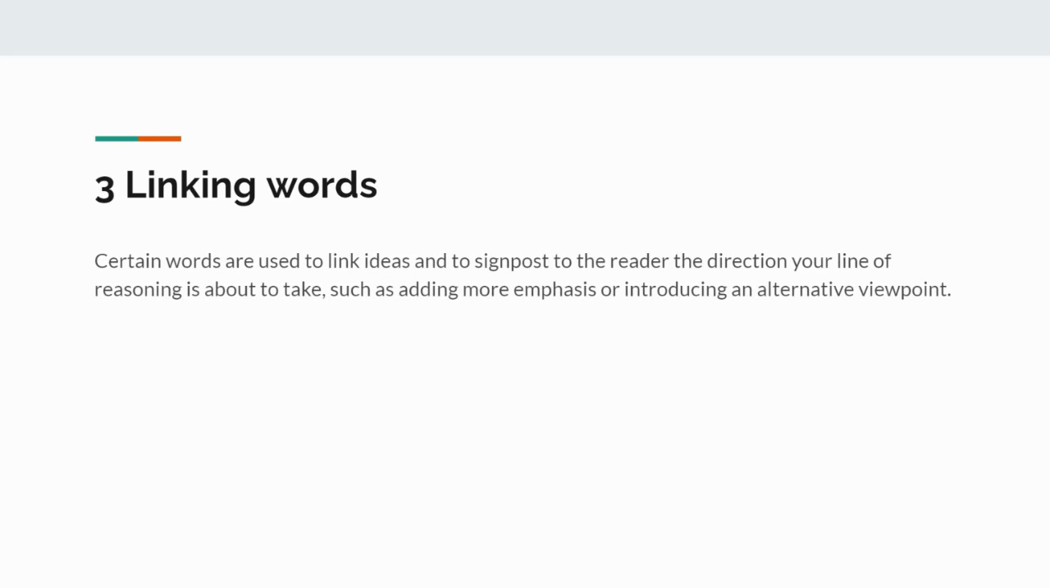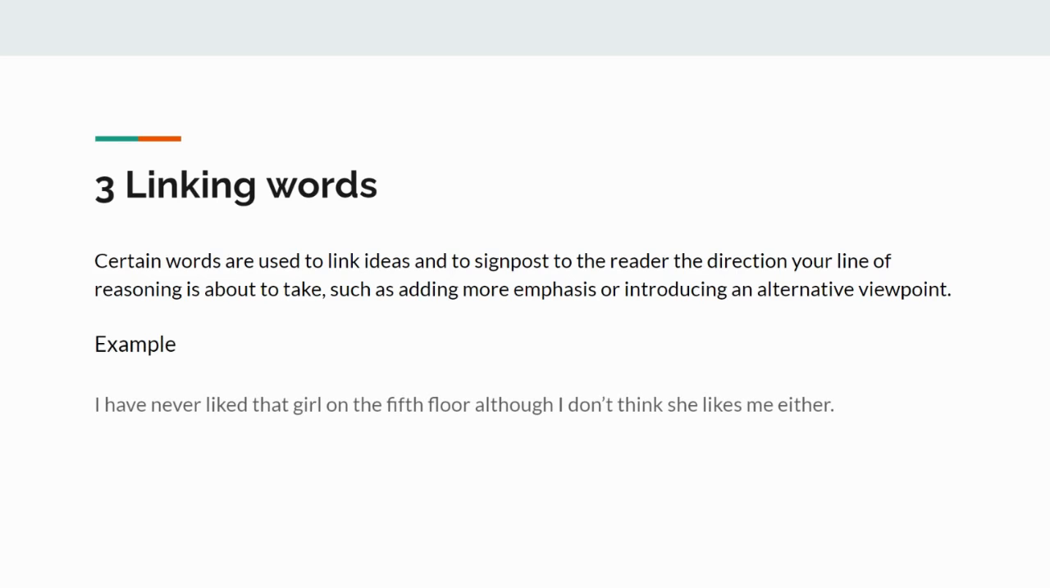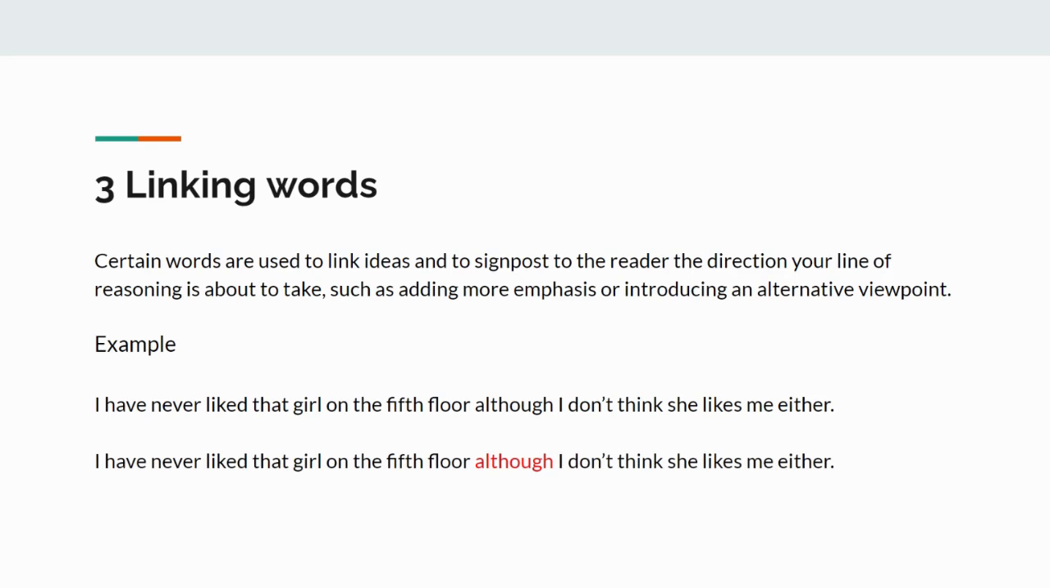Linking words. Certain words are used to link ideas and to signpost to the reader the direction your line of reasoning is about to take, such as adding more emphasis or introducing an alternative viewpoint. For example, I have never liked that girl on the 5th floor, although I don't think she likes me either. Although in this case is a linking word, linking the idea that I have never liked the girl on the 5th floor and I don't think she likes me either.